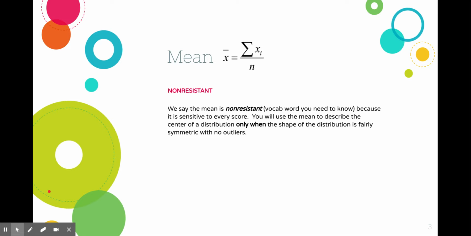Sigma is known as sum, and x bar is the notation for the sample mean, the mean of all the numbers in your sample. We say the mean is non-resistant, a vocab word you need to know, because it is sensitive to every score. You will use the mean to describe the center of the distribution only when the shape of the distribution is fairly symmetric and has no outliers.